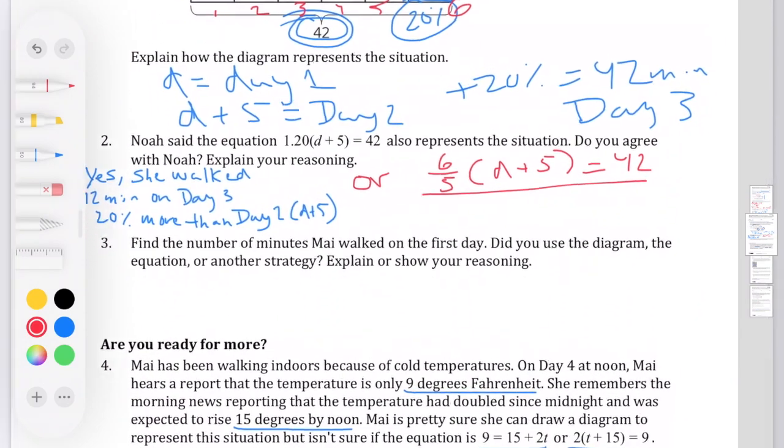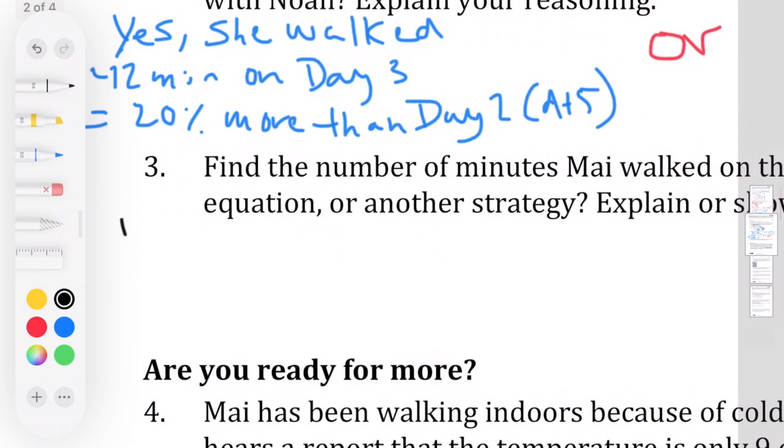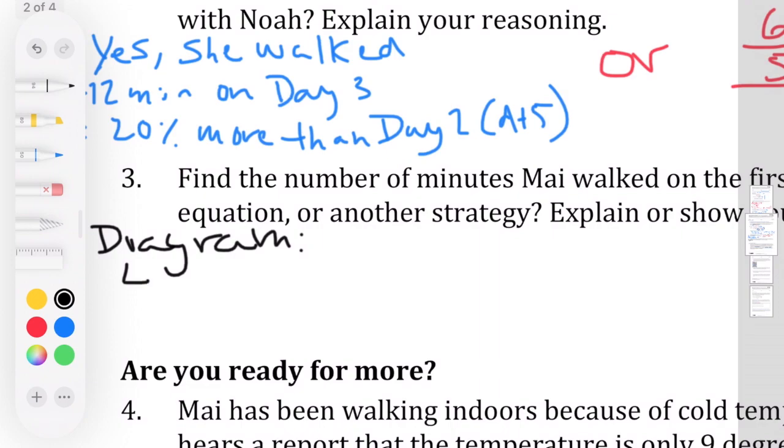Now, number 3, find the number of minutes Maya walked on the first day. Did you use the diagram, the equation, or another strategy? Explain or show your reasoning. So if you use the diagram, well, we know we have to start out with 42 right there. If I start off with 42, I'm going to divide it by 6 because there were 6 blocks in that tape diagram. And when I go 42 divided by 6, I get 7.